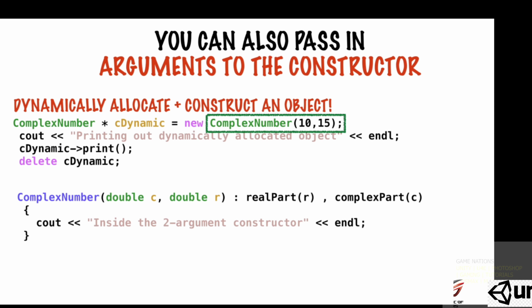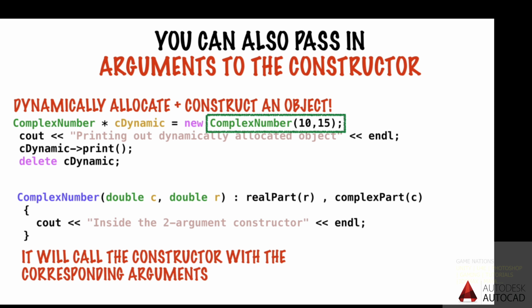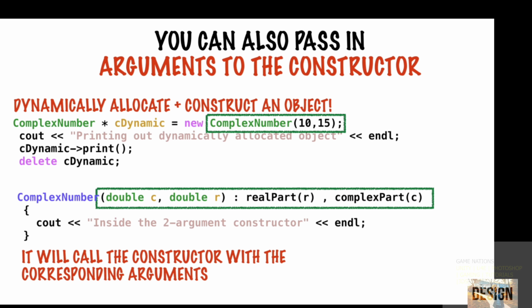If you remember, one of the constructors of ComplexNumber took in two doubles, a complex part and a real part. When we call new ComplexNumber and specify two arguments, C++ will automatically call the correct constructor. It will call the constructor with the corresponding number and type of arguments. Remember that a constructor is just a special function or a special method after all. So when it sees new followed by ComplexNumber and two arguments, it will call the corresponding two argument constructor of the ComplexNumber class.